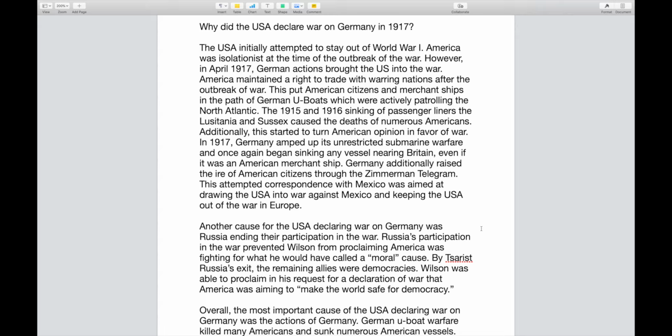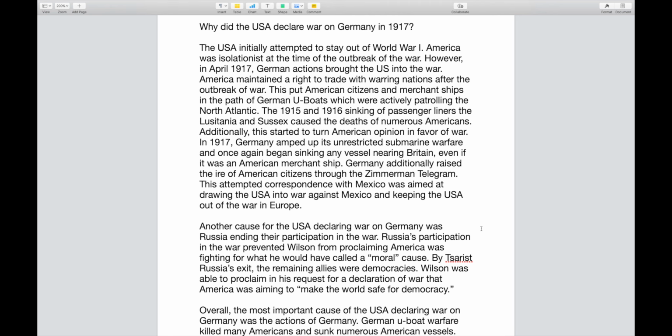In 1917, Germany amped up its unrestricted submarine warfare and once again began sinking any vessel nearing Britain, even if it was an American merchant ship. Germany additionally raised the ire of American citizens through the Zimmermann Telegram. This attempted correspondence with Mexico was aimed at drawing the U.S. into war against Mexico and keeping the United States out of the war in Europe.